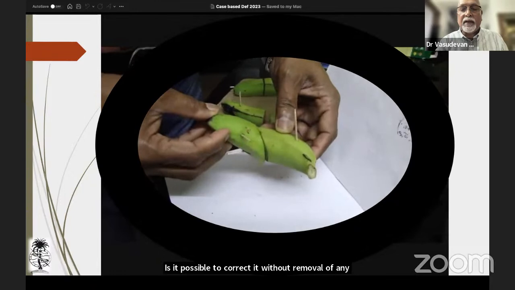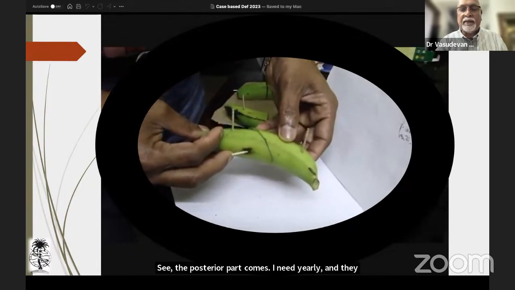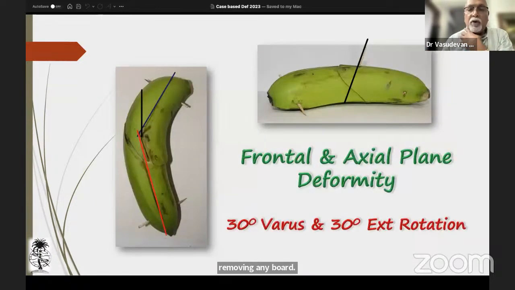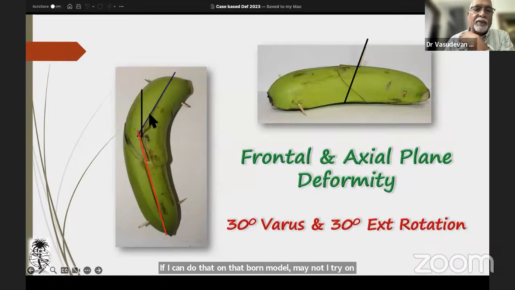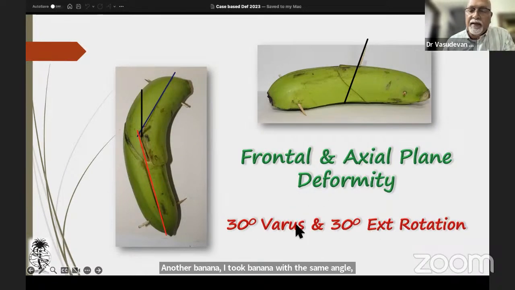See, the posterior part comes anteriorly and I can correct all the deformities, that is 90 degree varus and rotations. 180 degree rotations can be corrected easily without removing any bone. If I can do that on that bone model, why not try on another bone, another banana? I took a banana with the same angle because plenty of bananas are available. And I marked the rotations, 30 degree varus and 30 degree external rotation.